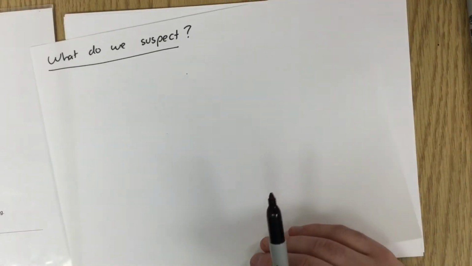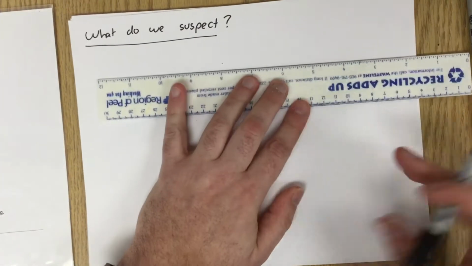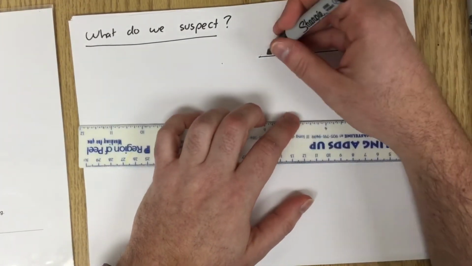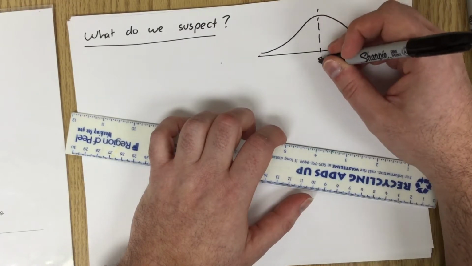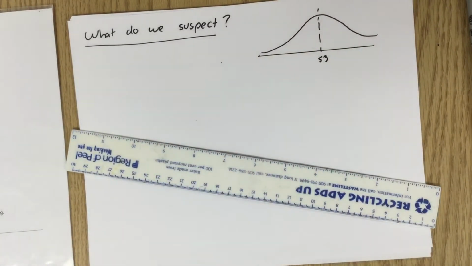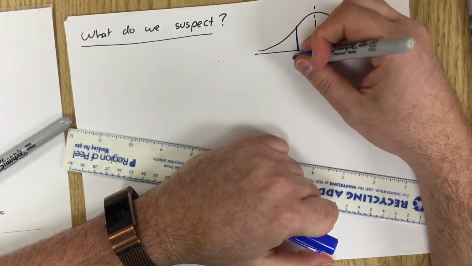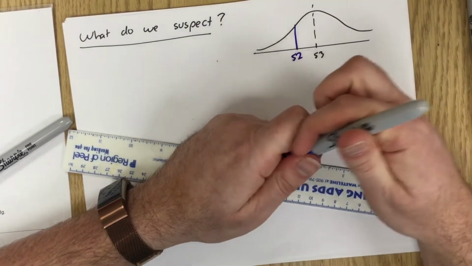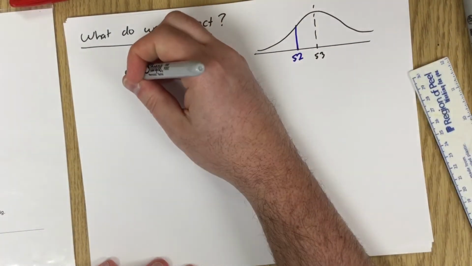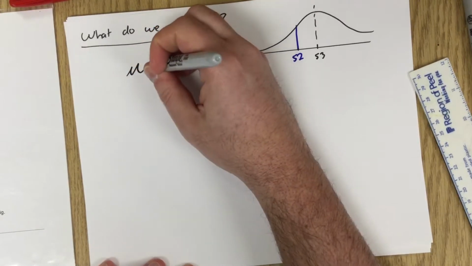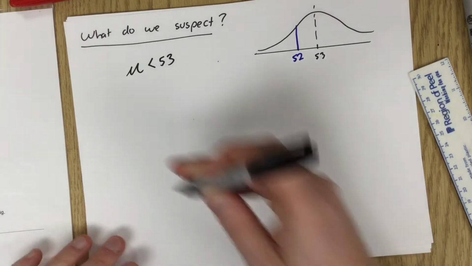Okay, so what do we suspect? Our mean is 53. Our experiment was 52. So we think that the actual mean is less than 53. So let's actually do the math.